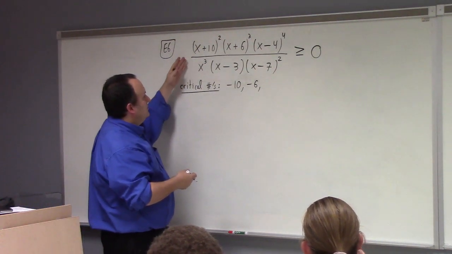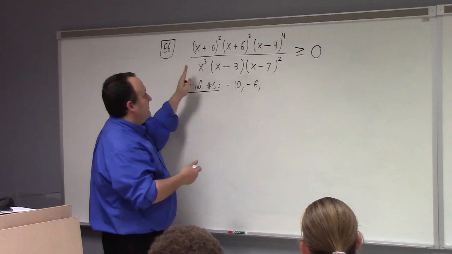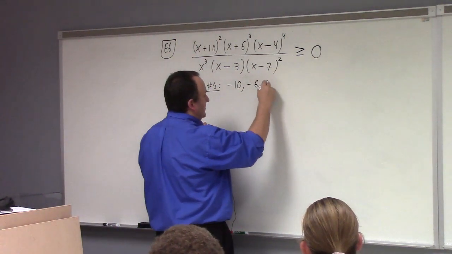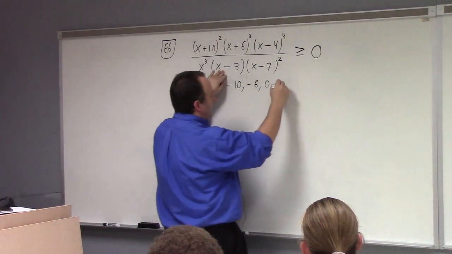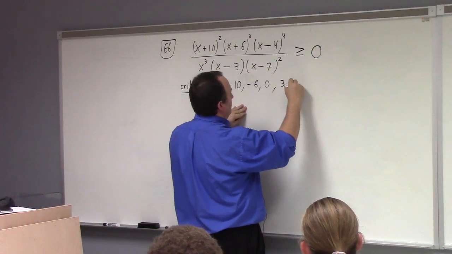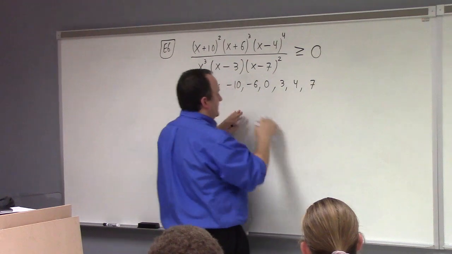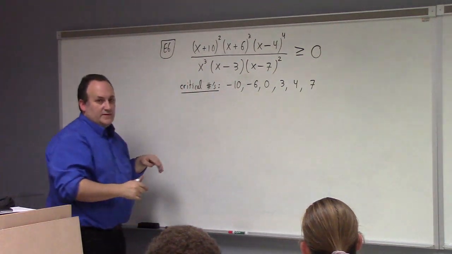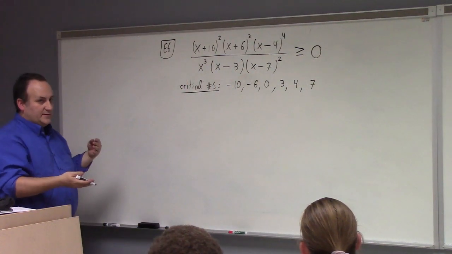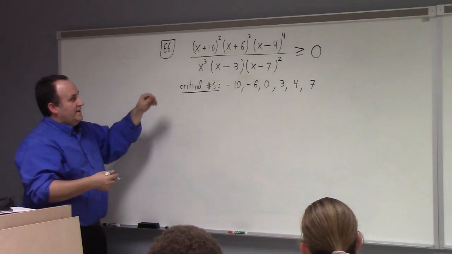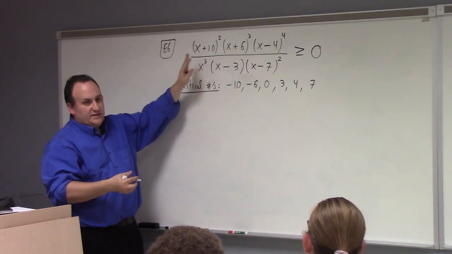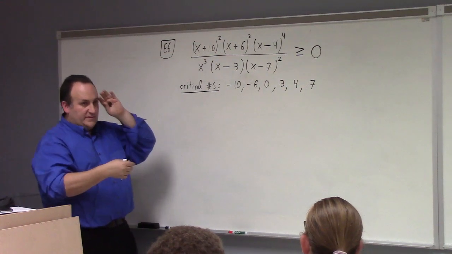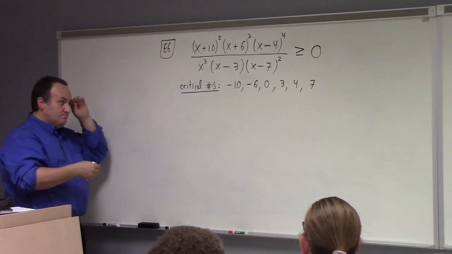What's next? Zero's next, from the x cubed. And then what? I heard a 3. Okay, and then a 4, and then a 7. So those are your critical numbers. So first of all, identify your critical numbers. Make sure that there are no repeated factors. If there are factors that are repeated, you've got to group them together. Otherwise, you'll miss something. All right?